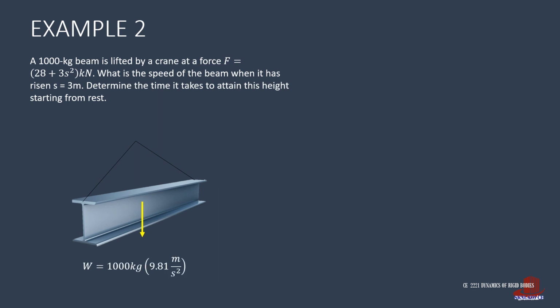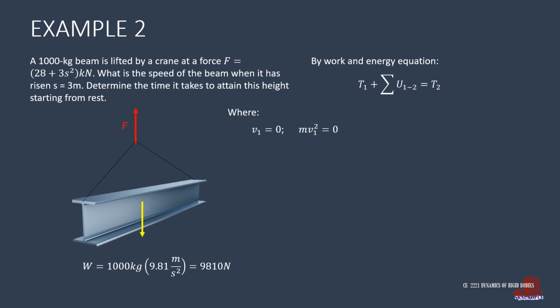The weight is taken as 9.81 times 1,000 kilograms to give 9,810 newtons. From the work energy equation, identify initial velocity as 0, making mv squared as 0, thus T sub 1 is 0. The summation of work comes from the work due to the applied force and weight. Work due to F is given as an equation, so this should be integrated to have it simplified.